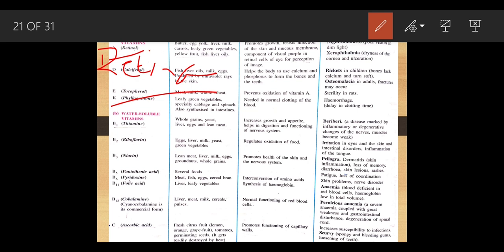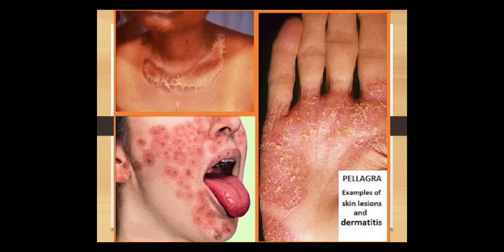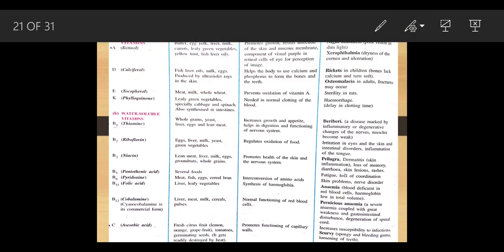Now we are going to talk about vitamin D. Vitamin D is also called calciferol. Why is it called calciferol? Again, there is something in the name, that is calci. Calci is related to calcium only. What is the function of calcium? I already said in the mineral salts that calcium helps to strengthen your bones and teeth.